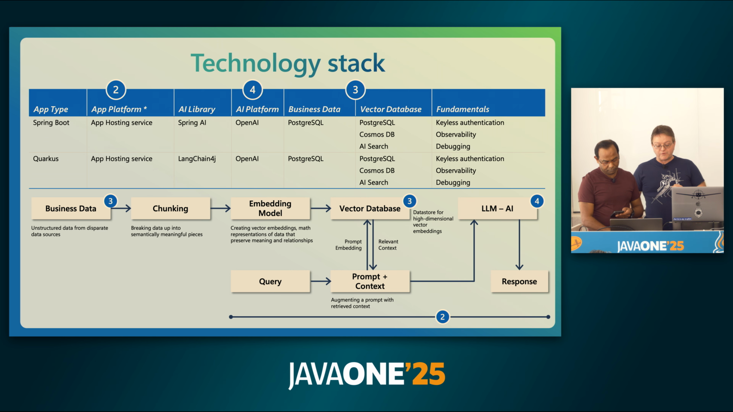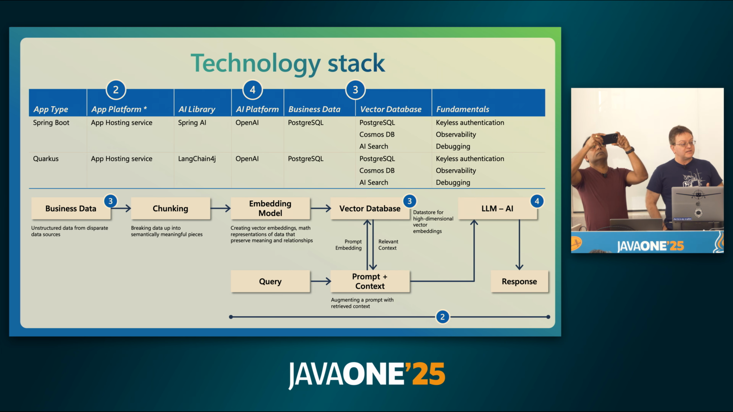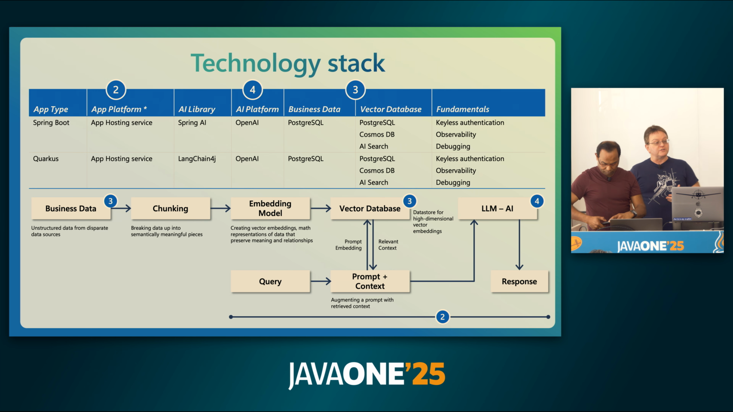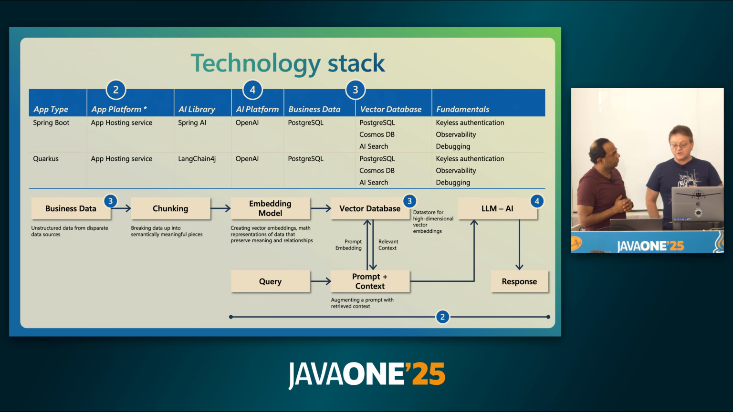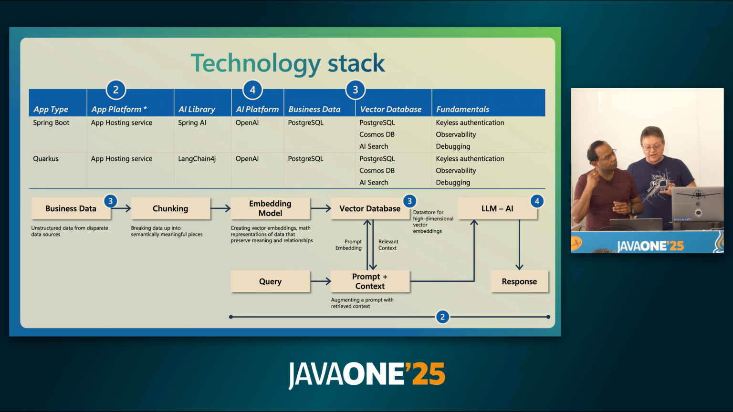Number 2 refers to the app platform, which provides the infrastructure and services needed to deploy, manage, and scale your applications. Number 3 points to the data platform, which includes databases, data lakes, and other storage solutions to help you manage and analyze your data. Number 4 highlights the AI platform, which includes AI models, machine learning tools, and other AI services that help you build intelligent applications. In the bottom half of the slide, we have the RAG pattern outlined in boxes.